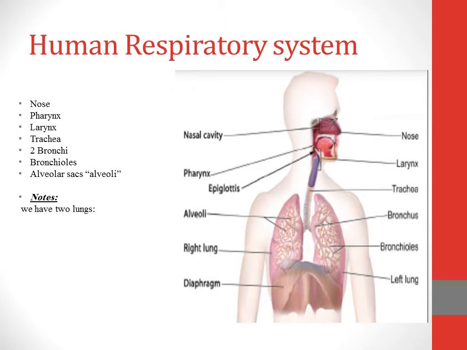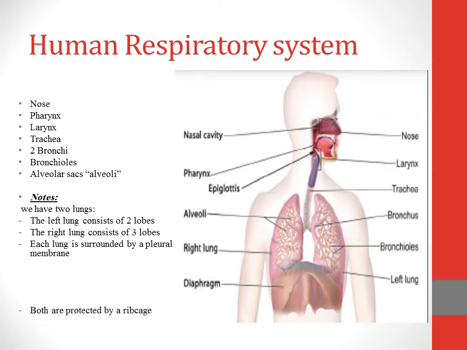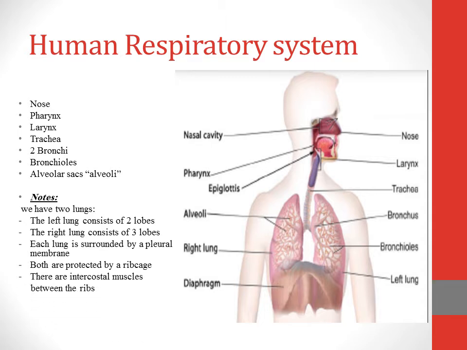We have two lungs. The left lung consists of two lobes. The right lung consists of three lobes. Each lung is surrounded by a pleural membrane. Both are protected by a rib cage consisting of ribs, and there are intercostal muscles between the ribs. Let's watch a short video to understand more the parts of the human respiratory system.